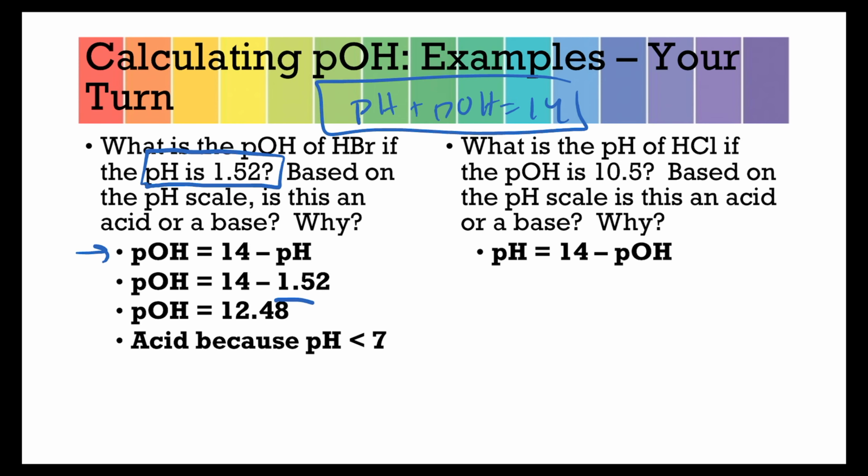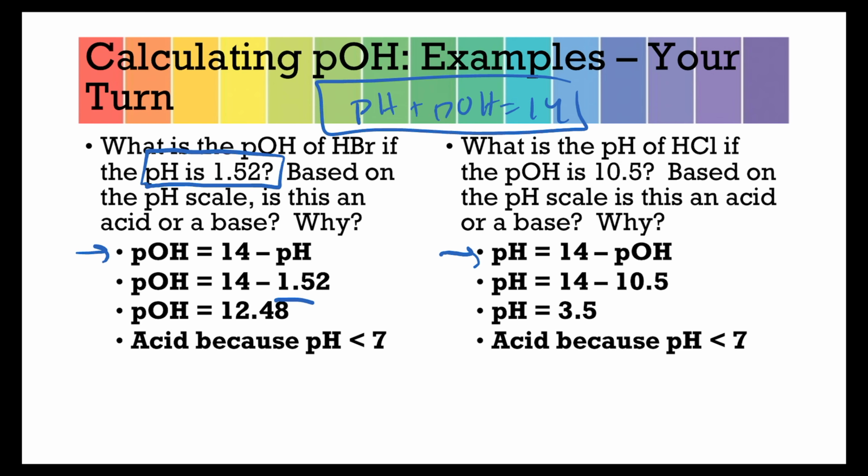The next one, again, reformatting the equation, you can get pH is 14 minus pOH. Plug in your pOH, which is given to you in the question. Do some lovely math. You get your pH is 3.5. Now that is an acid because that pH is, again, lower than 7. Okay. So, that's it content-wise.